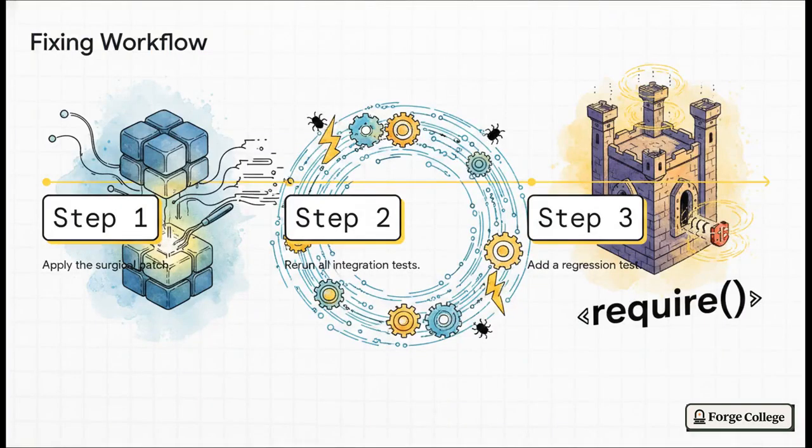But a fix isn't truly finished just because you wrote a single line of code. In all our learning paths and programs at Forge College, we constantly emphasize that you have to prove your fix works. First, you apply the patch. Second, you rerun your full suite of integration tests to make sure your fix didn't accidentally break something else in the composable system. And third, and this is definitely the most important part, you add a regression test. You write a specific test that simulates a token failing to transfer, and you assert that your new require statement catches it. This codifies the expected behavior forever.